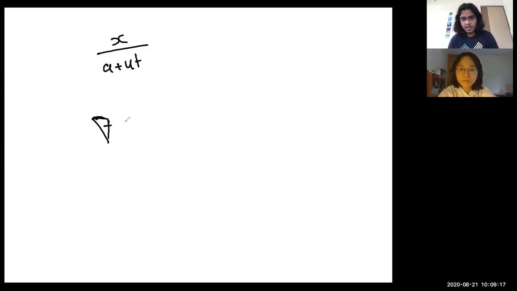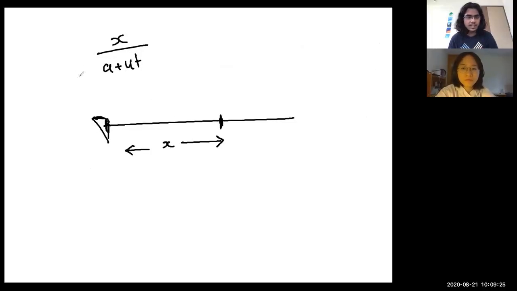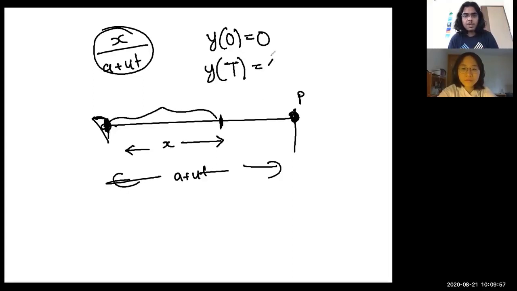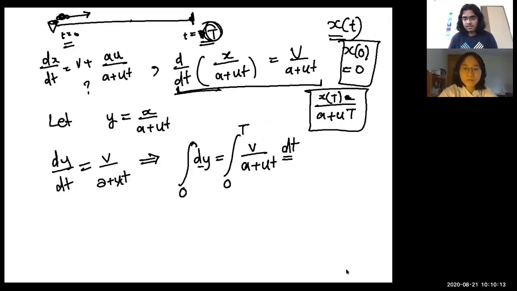And if you look at what's happening, this is the peg. X is the position of the ant from the start point at the given time. And a plus ut, as you would remember, is the position of the endpoint. And so x over a plus ut is in fact the ratio of how far the ant has gotten towards the end of the string. So it's very easy to see that y at t equals 0 is actually 0 because the ant has not covered any distance, and y at t equals T must be equal to 1 because the ratio of distance covered over the total length of the string is equal to 1, because when the ant reaches the end, it has covered the entire distance. So y is going from 0 to 1.